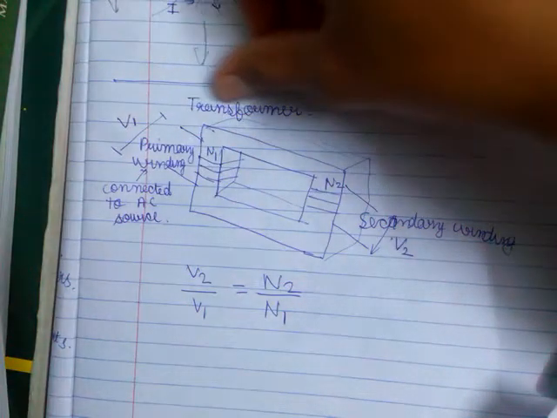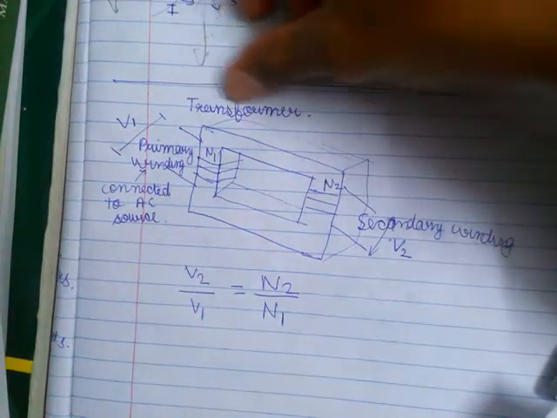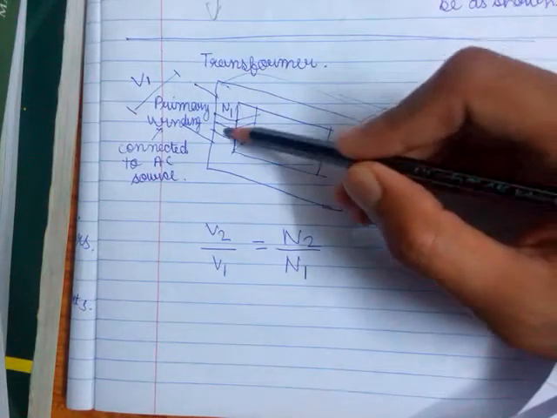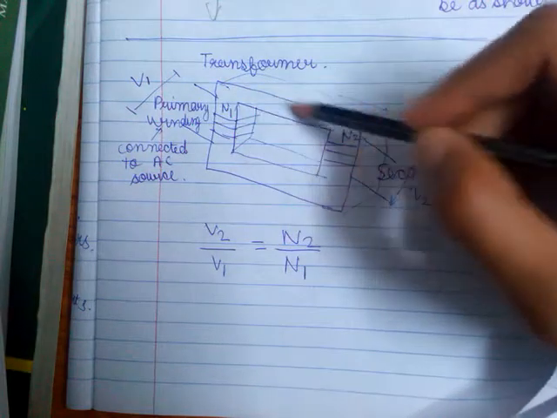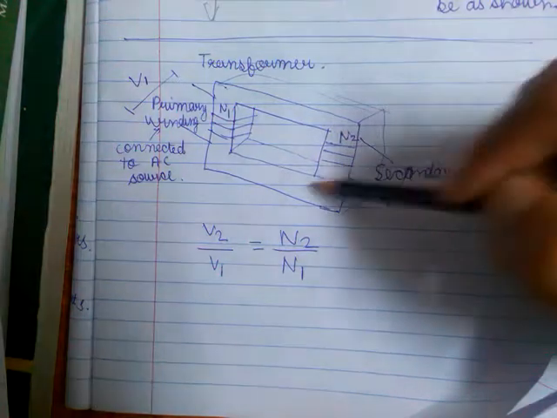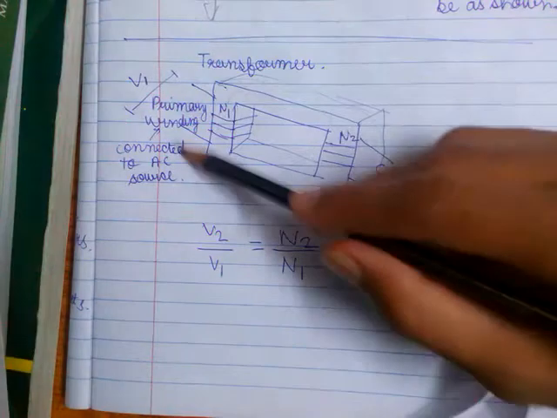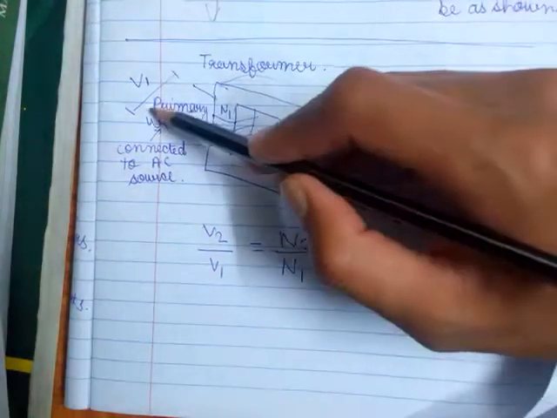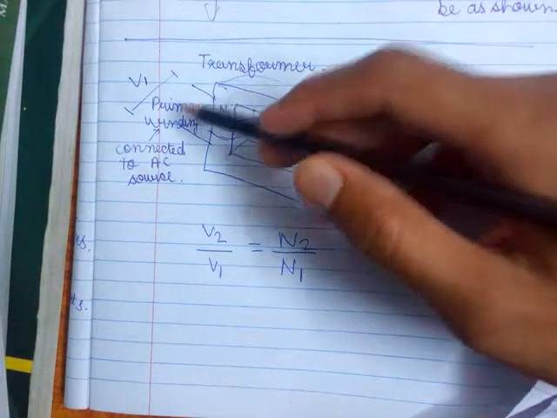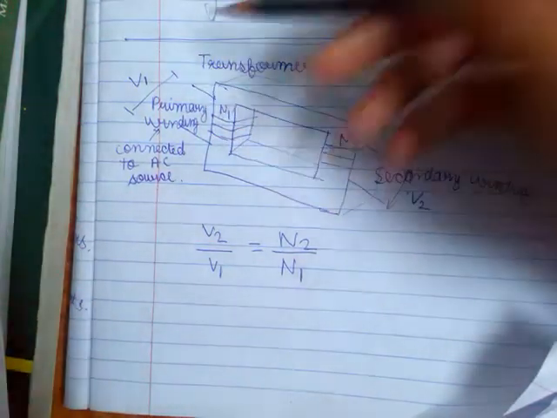Now I would like to end this video by explaining briefly what a transformer is. A transformer basically consists of two windings, the primary winding and the secondary winding, and a conductive path like this, with insulations at the boundaries. So what a transformer does is that it reduces or increases the voltage in an AC circuit.